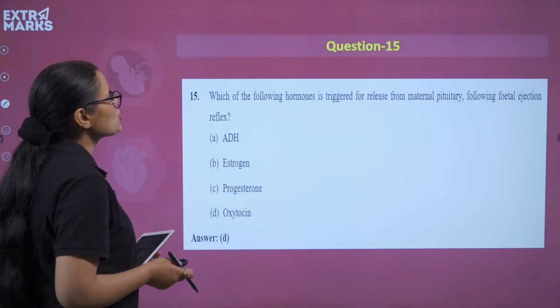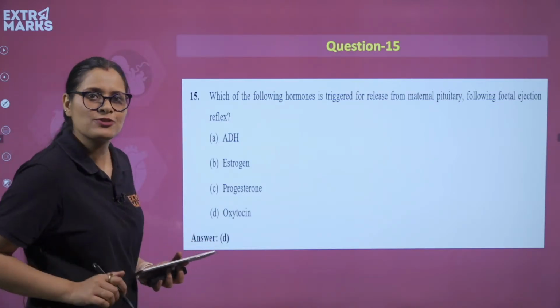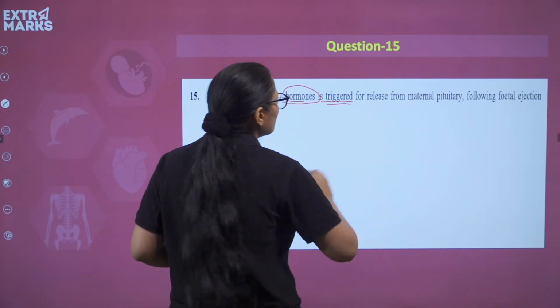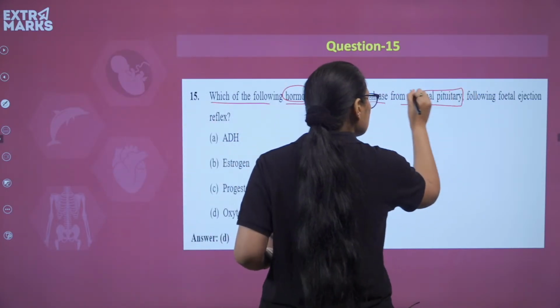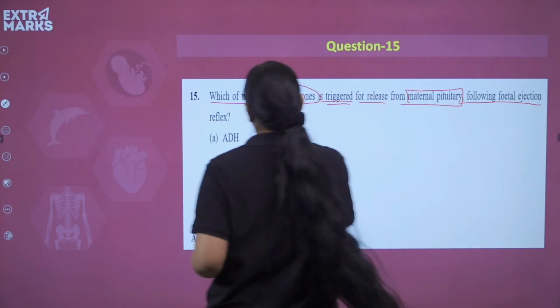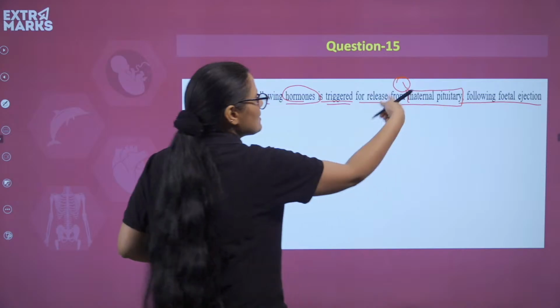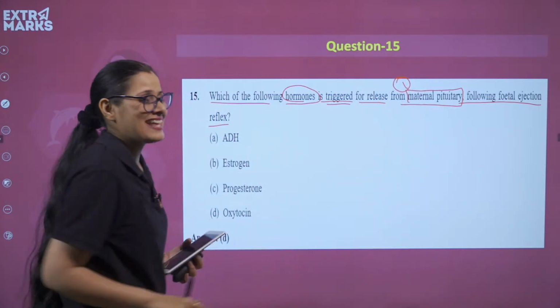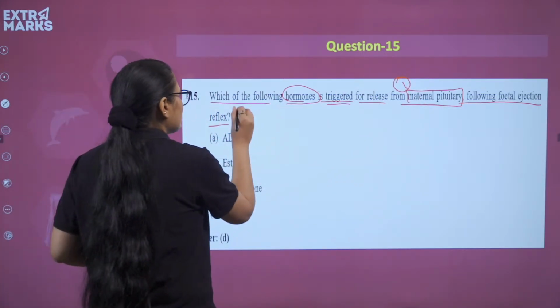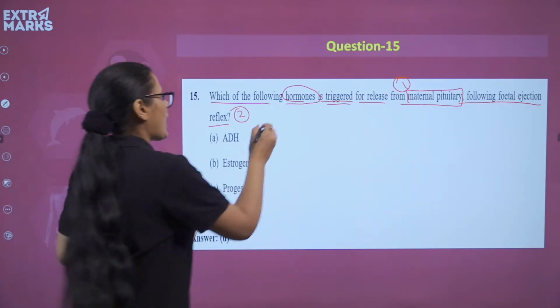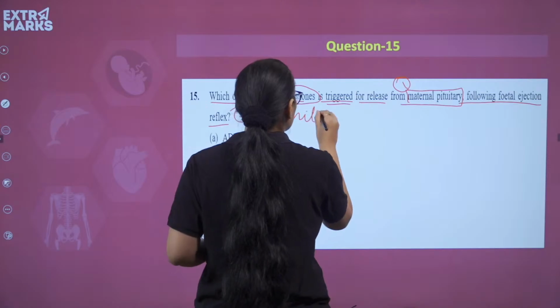The next question in this section is question number 15, that says, which of the following hormones is triggered for release from maternal pituitary following a fetal ejection reflex? So first of all, the very first thing given is it should be released from maternal pituitary, and the second thing is following fetal ejection reflex, which are actually involved in your childbirth or parturition.